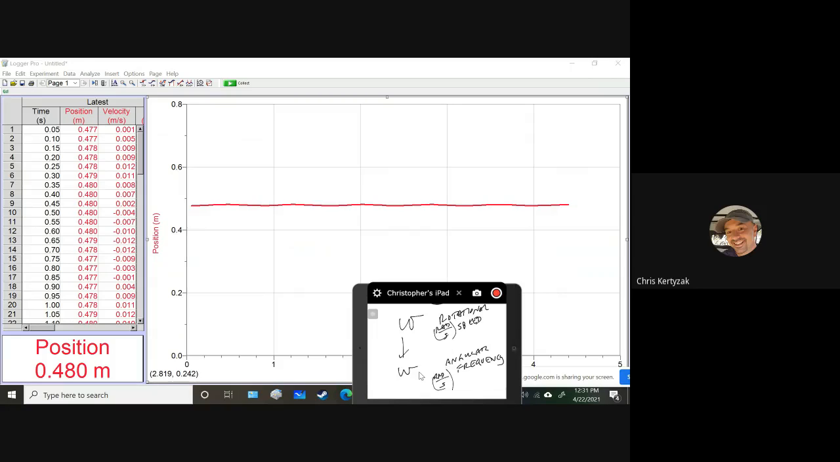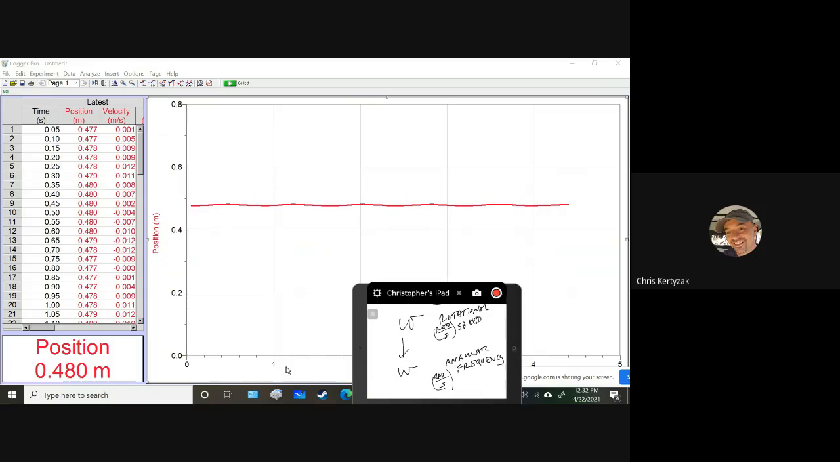So it's an important thing for you to understand that the distance you pull it down, which is called the amplitude, is the maximum distance from equilibrium. And I already discussed with you where equilibrium was back in the beginning, where we drew the free body diagram.